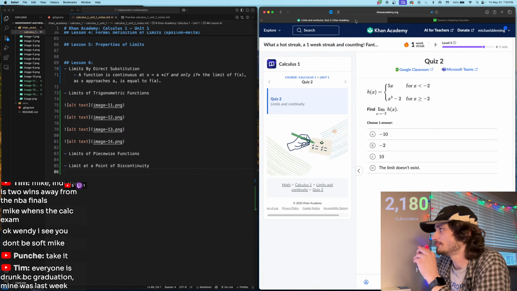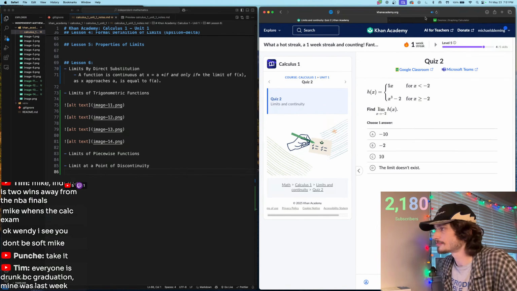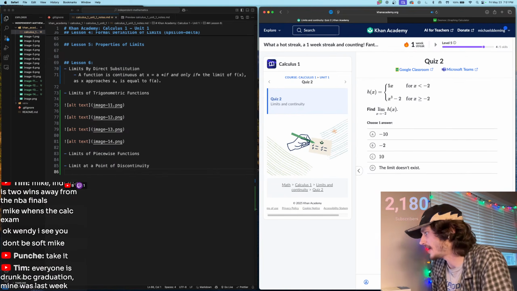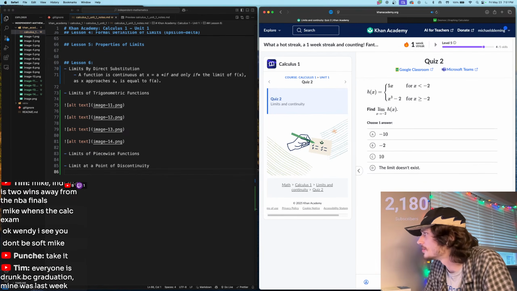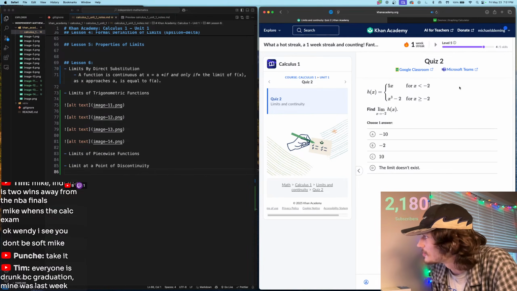All right, here we go. Quiz 2. Find the limit of h of x as x approaches negative 2. So as x approaches negative 2, we need to evaluate both sides because that is the point that we are on here.